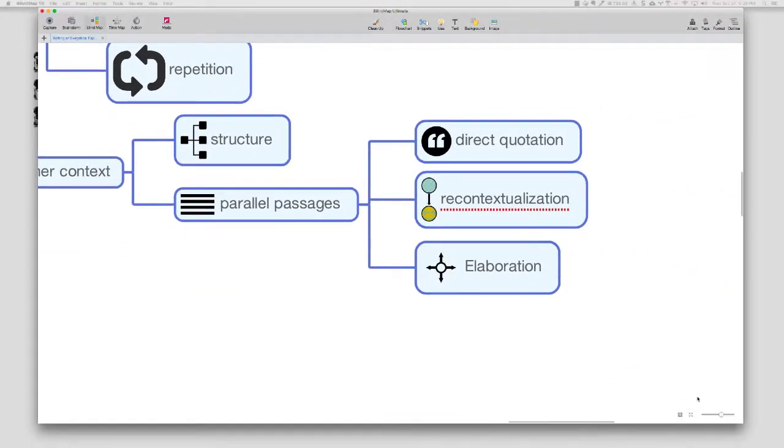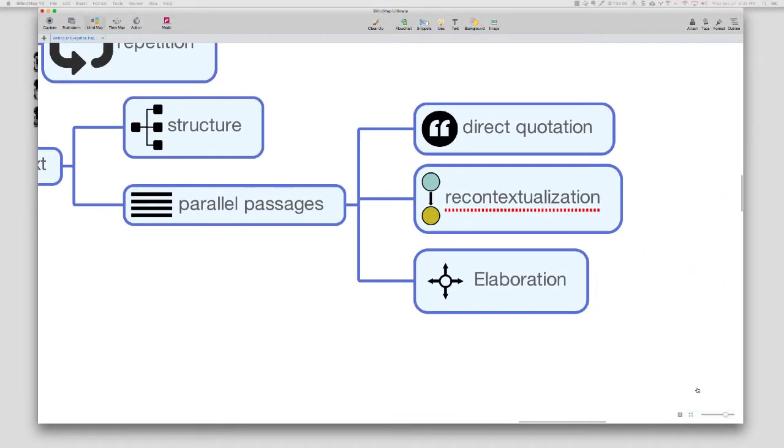A parallel passage is where either the author of the text that you're studying has borrowed text from another text, or there is somebody else who borrowed their text. So it's the relationship between different texts in the Bible. Sometimes it involves direct quotation. Sometimes it involves what we call recontextualization. It's a fancy word for saying that somebody borrowed that text and used it in a completely different way, which happens quite often in the New Testament.